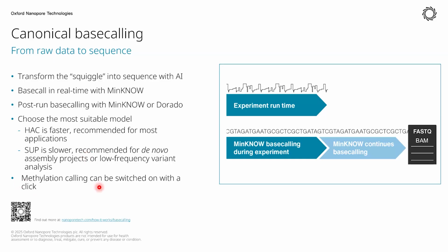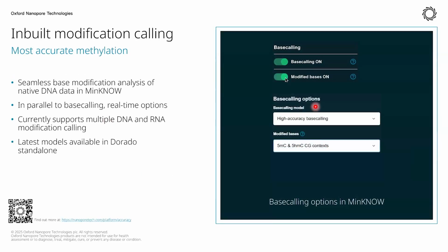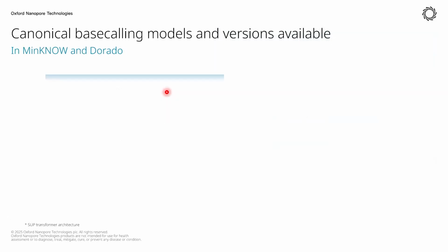And when we are starting the sequencing, if we want to get the methylation calling or any kind of base modification information, we have to make sure that we switch that on. It is a toggle switch when we are selecting the MinKNOW options, so we can easily do that. Here it is showing how we can turn methylation calling on if we are interested in base modification information.